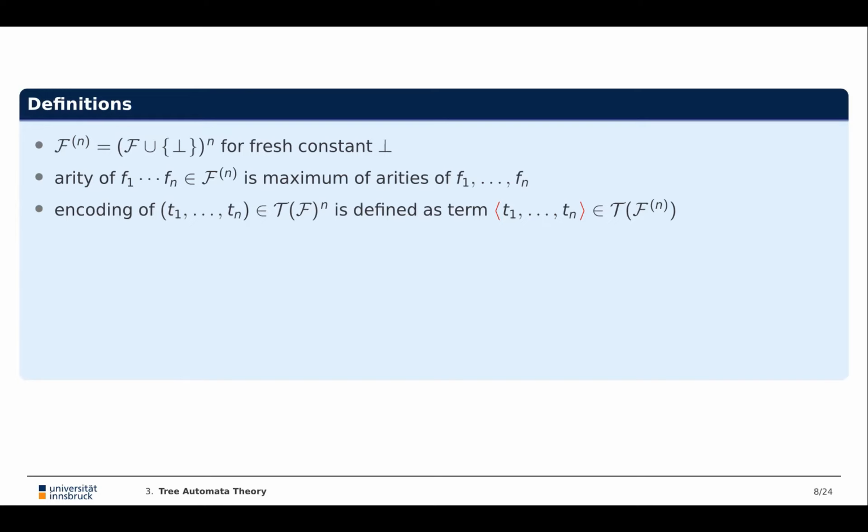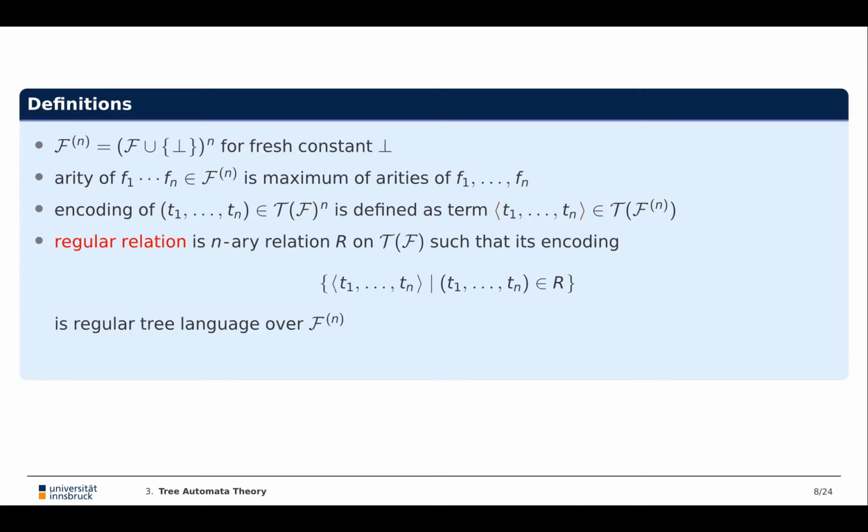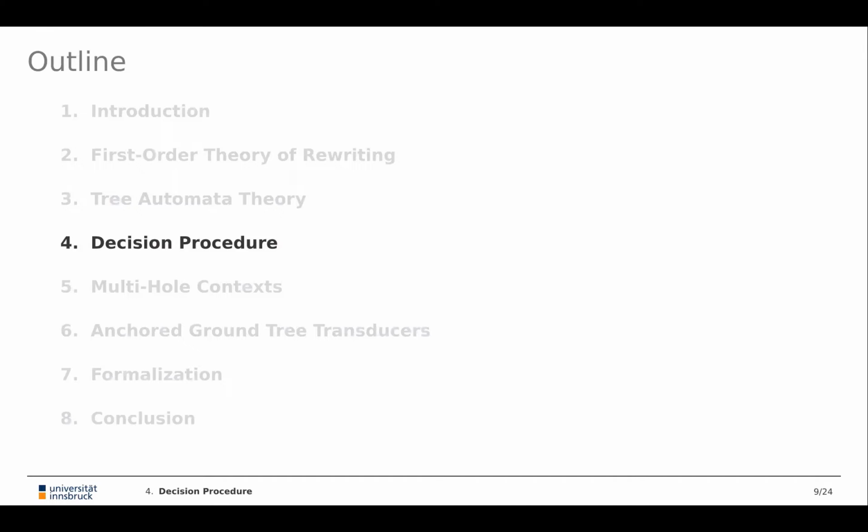Details of this encoding are not important for this talk, but they can be found in the paper, of course. An n-ary regular relation then is just the relation which accepts the encoding of n terms. And if that set is regular, then we talk of a regular relation, an n-ary regular relation. The specific case that we use mainly are binary relations, and we call them RR2 relations, or in general, we will talk of RRn relations for n-ary relations. So how does the decision procedure work?